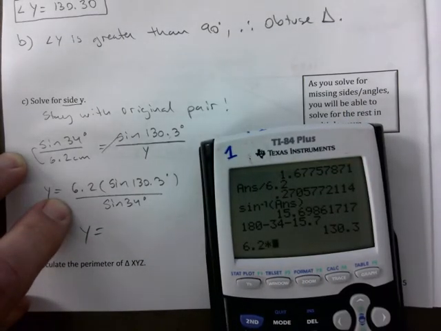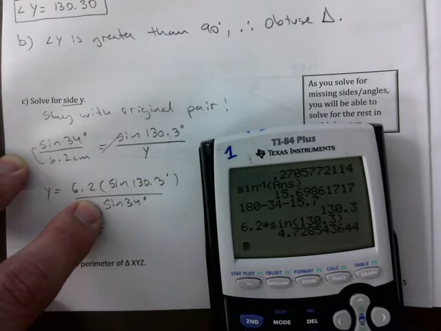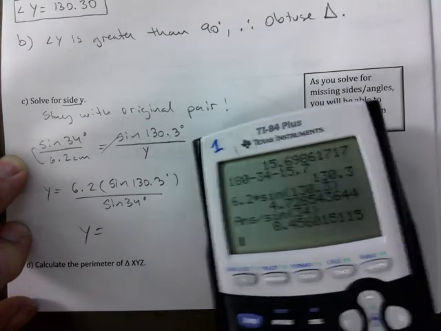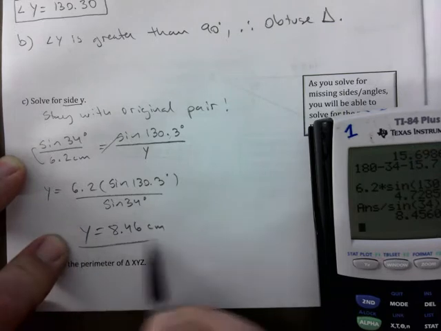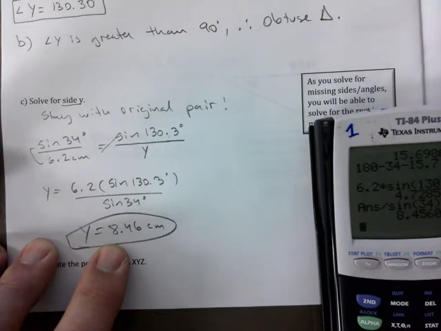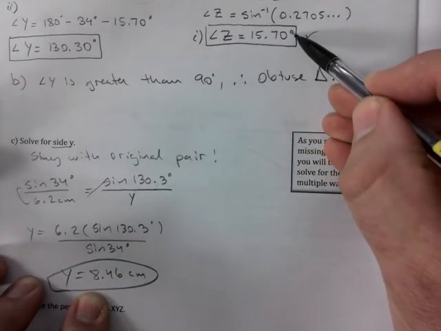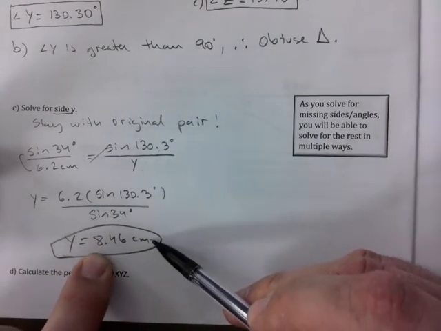So I'm going to show you. I tend to always do the top, then I hit equals, and then I go this divided by sine of 34. It's 8.46 centimeters, right? So you got to know, if you're using the inverse, you're finding an angle, your answer should have a degree symbol, right? If you're just finding a side length, then just use the units that were given to you.